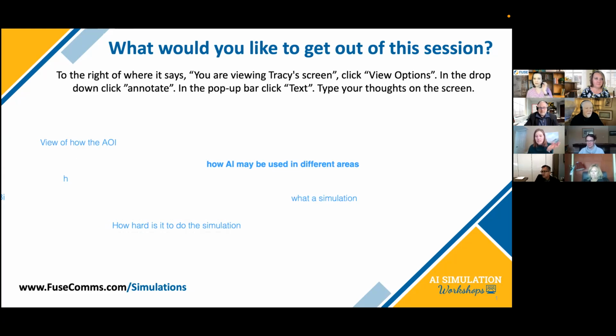Okay, our annotation skills are clearly lacking, so that's okay. It looks like it might be an annotations issue, because lots of people are having that. So for those of you just joining, we are writing out what you would like to get out of this hour we have together today. Generally, we're talking about AI simulation, artificial intelligence simulation workshops or trainings. So what would you like to know about that? You can type this into the chat if annotation isn't your friend, and there are directions on the screen of how to annotate if you want to be brave and do that.